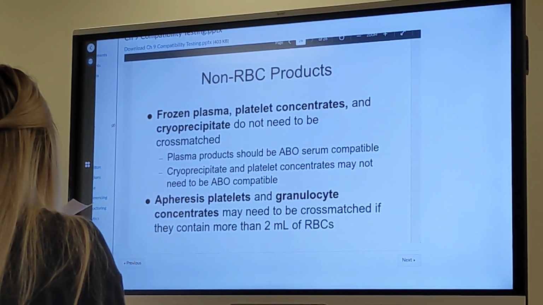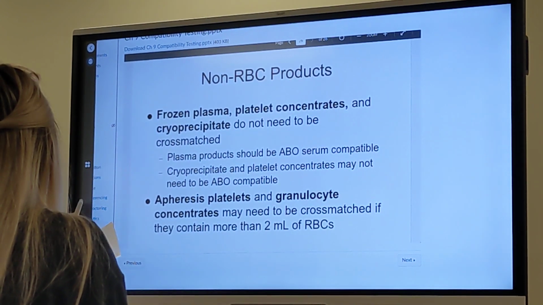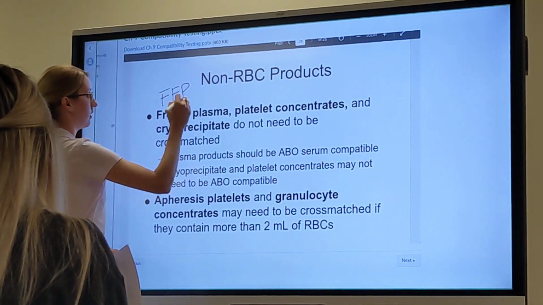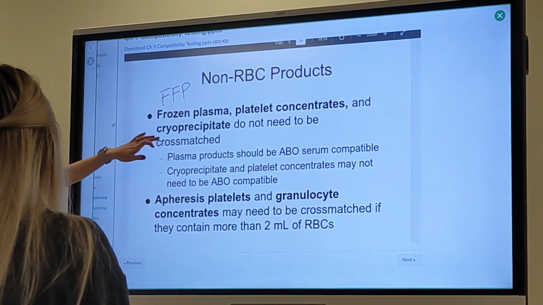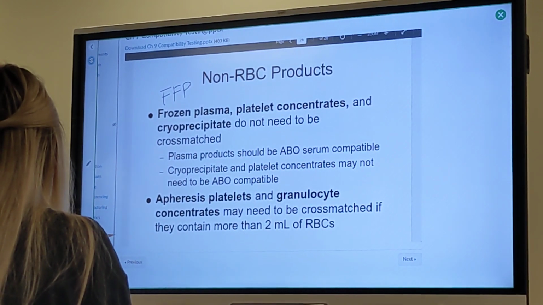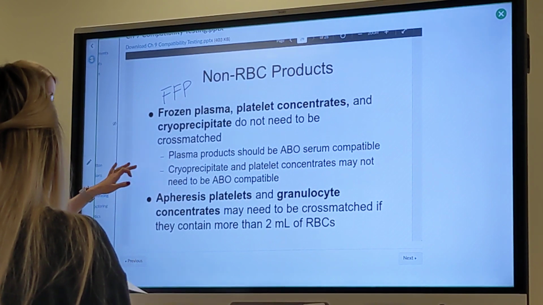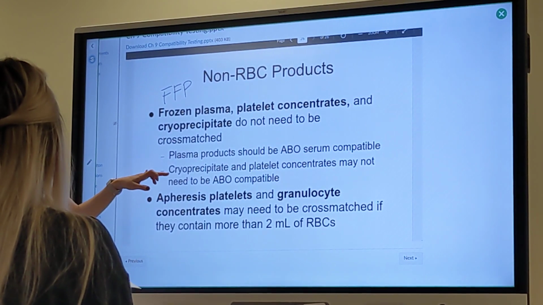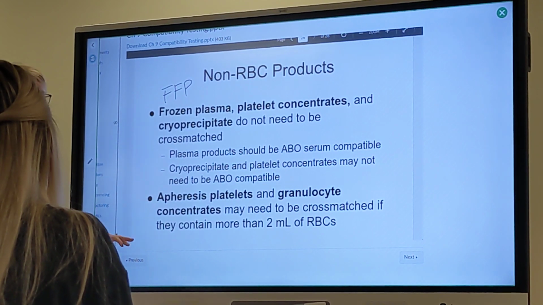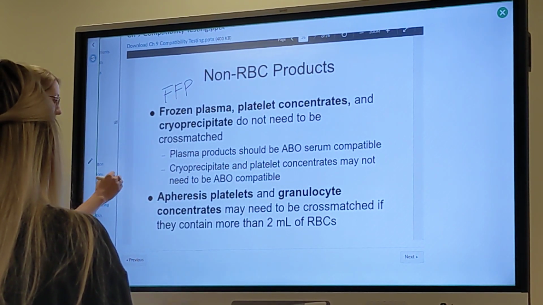Non-red blood cell products, so frozen plasma, which we call FFP, fresh frozen plasma, platelets, cryoprecipitate, they do not need to be cross-matched. So you just tag it, it's easy. Plasma products should be ABO serum compatible. Cryo and platelets do not have to be ABO compatible. It can be given any type.